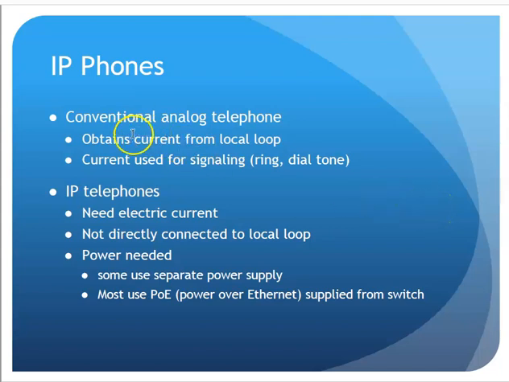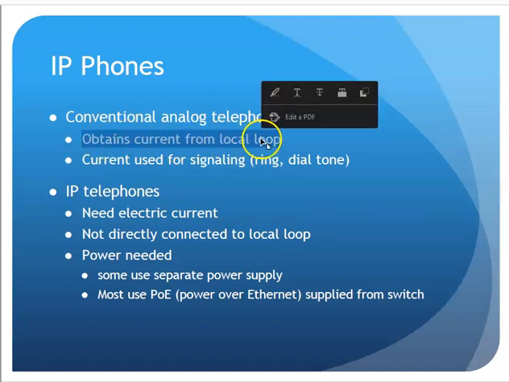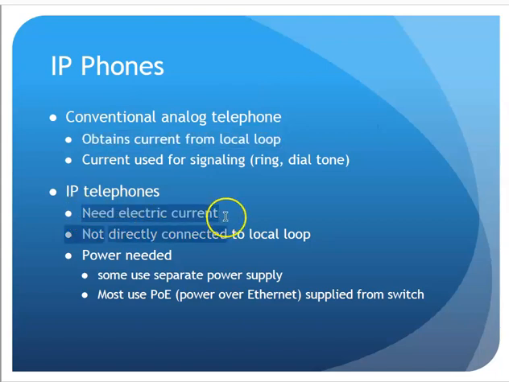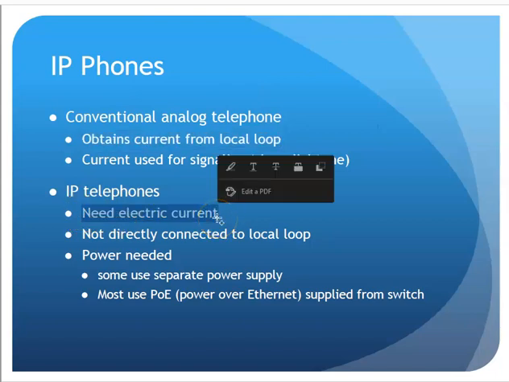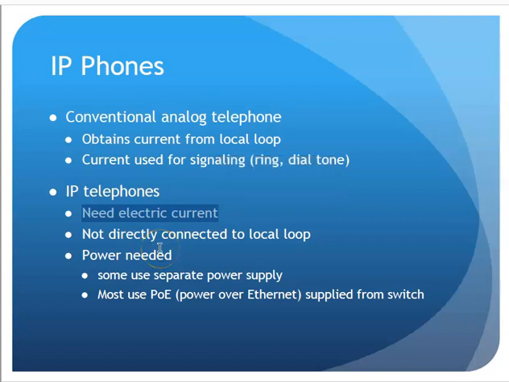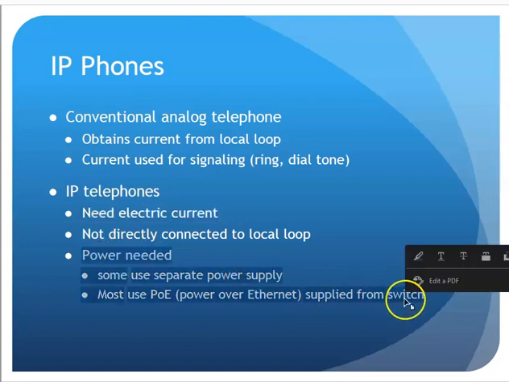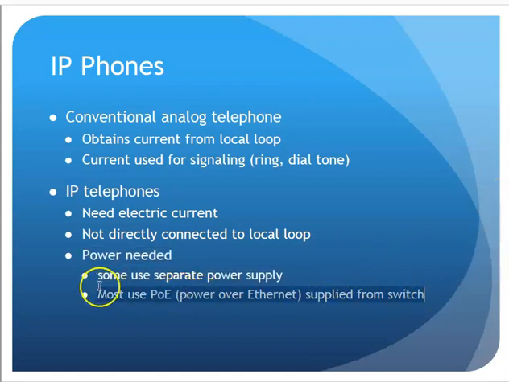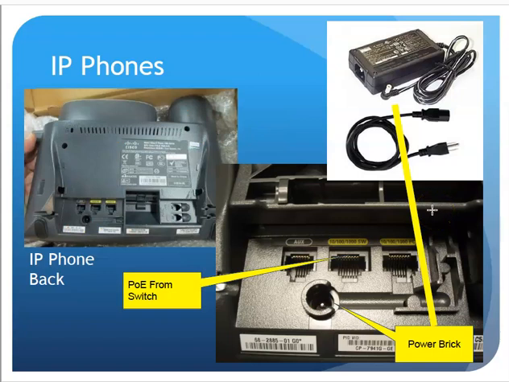With our analog phones, we get current from the local loop, from the phone company or the phone switch, if you will. With IP phones, we need electric current. It's not coming from the CO, if you will. So I need to either plug the phone into power, which we'll do in the lab room, or it gets the power from the switch, a power over Ethernet switch. In businesses, that's typically how it's done. The power for the phone comes from a power over Ethernet switch.